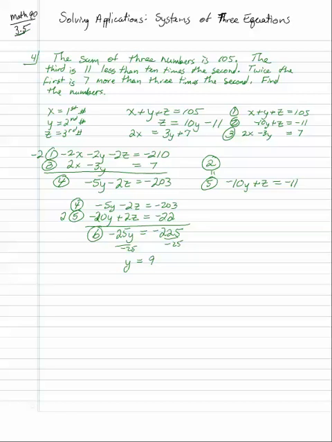So now I've got to go back up into equation 4 or 5 and plug in 9. So let's plug it into equation 5. Negative 10 times 9 plus z equals negative 11. Solve it for z, so add 90 to both sides. So z is 79.